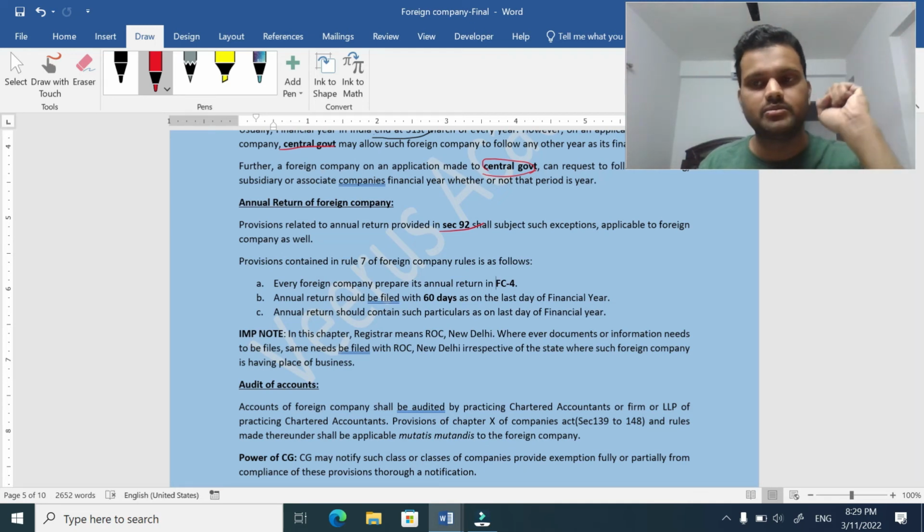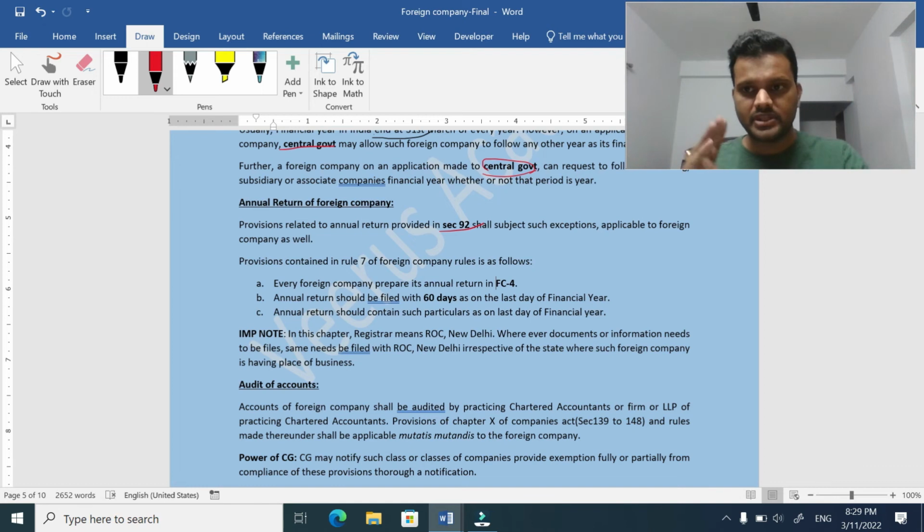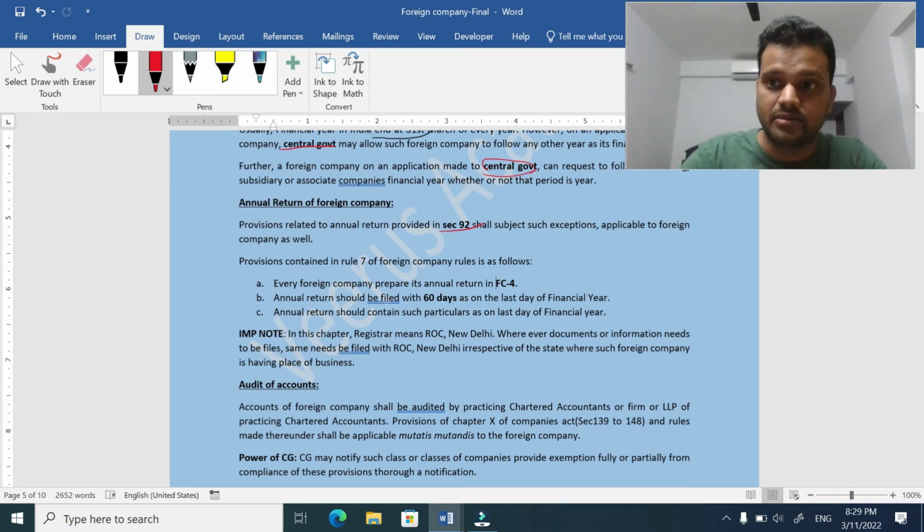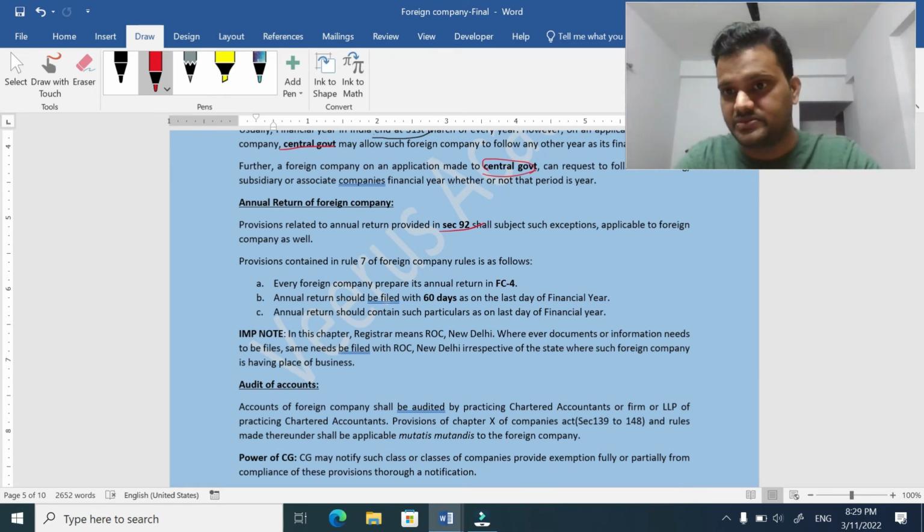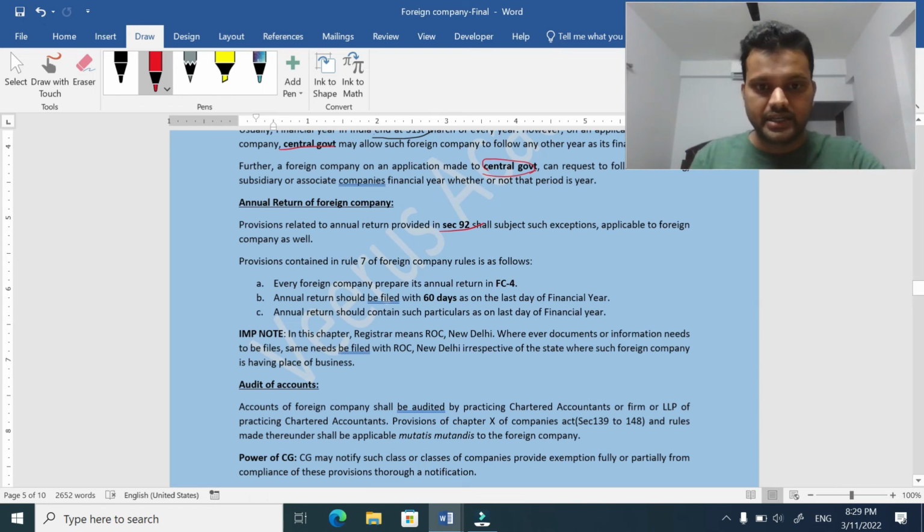Till now we shared 4 forms. Let's revise them. FC1 is when they are going for registration the first time. In FC1 they have to provide all the information under section 380. FC2, if there is any alteration in the information provided in FC1. FC3 contains the list of places of business, and FC4 is the annual return of the company. These are the 4 forms. And the annual return contains such particulars as on the last date of the financial year, whatever year they are following. So that is all about the annual return.